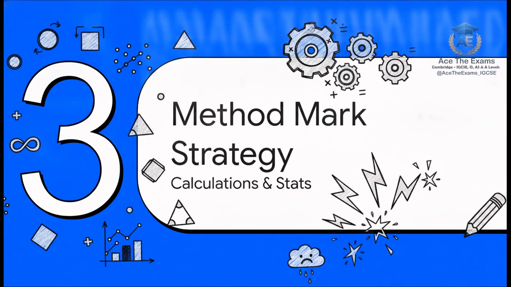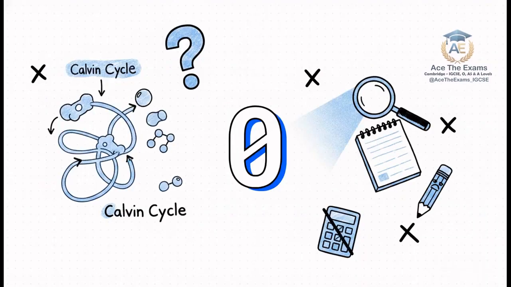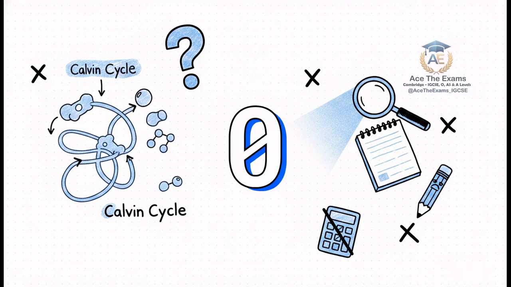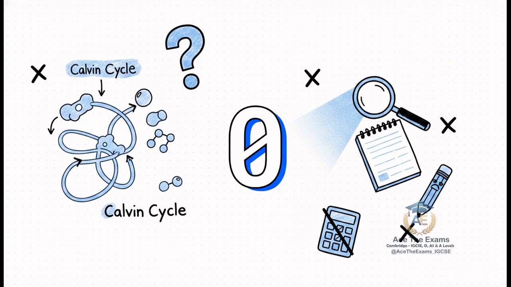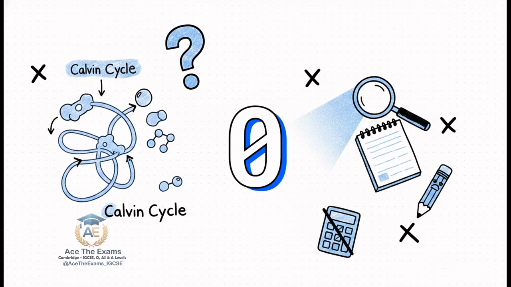Section 3, the method mark strategy. 0. Yep, a big, fat 0. That is exactly how many marks you're going to get for a wrong final calculation if you don't show clear working and notation. Listen, you could have done 90% of some wildly complex Calvin cycle stoichiometry perfectly in your head, but if your final answer's off by just 1 decimal point and your workspace is blank, 0 marks.